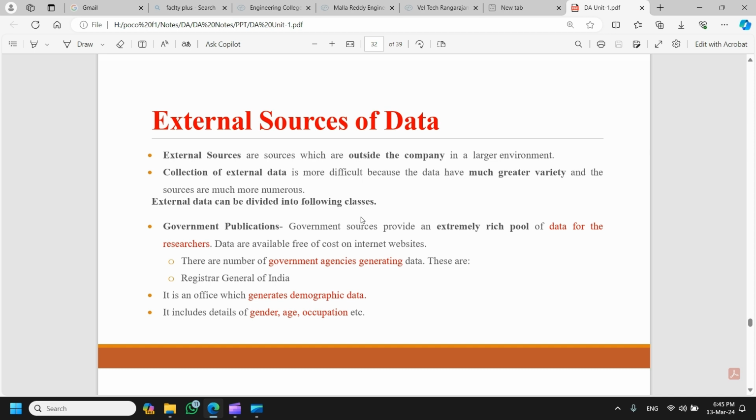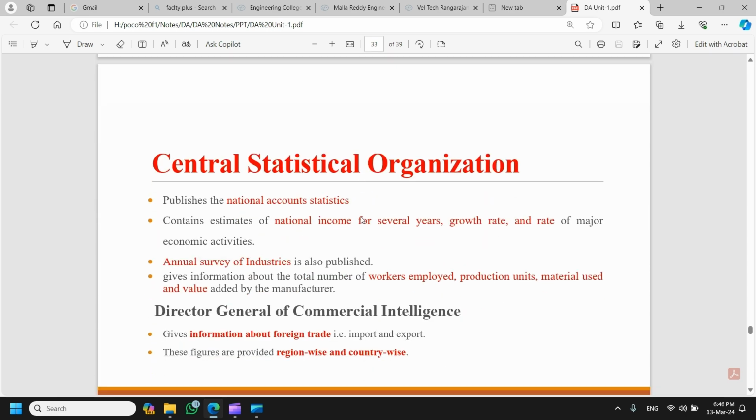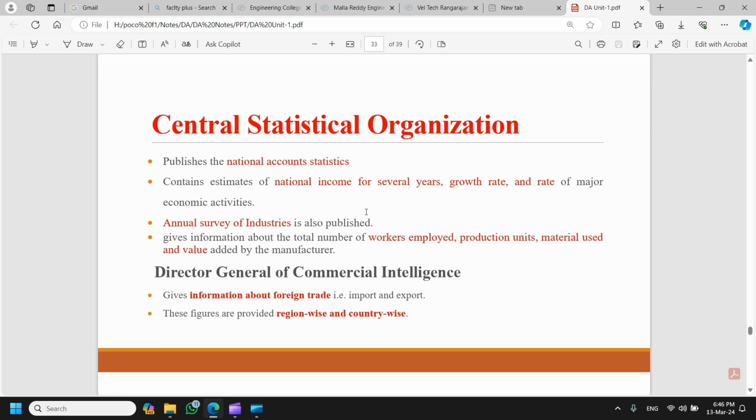The government agencies gather data that can be confirmed by the Registrar General of India. The office generates demographic data, including survey data on gender, age, and occupation. The Central Statistical Organisation also publishes the National Accounts Statistics.